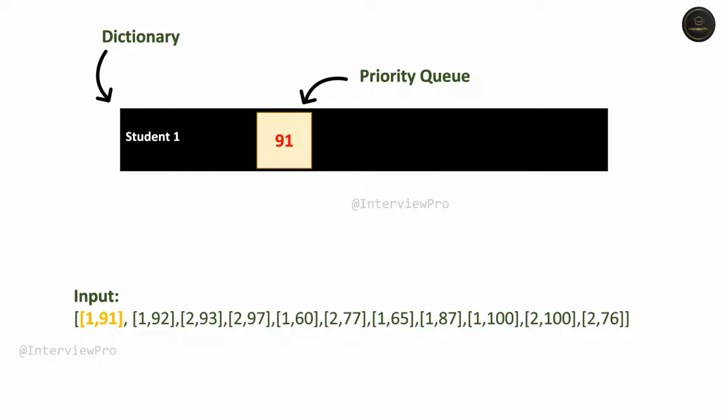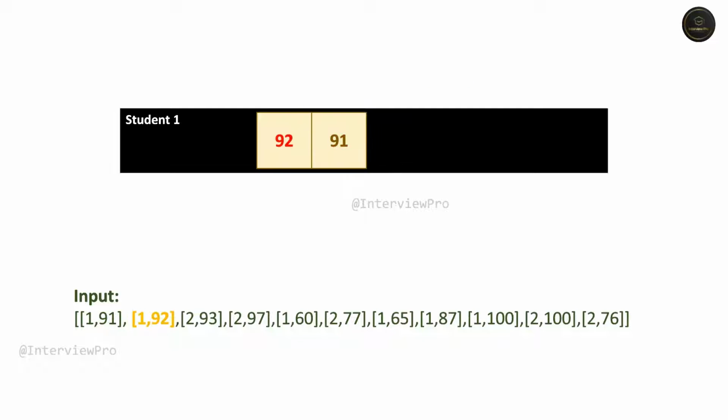So we'll create a key for student 1 and assign a priority queue with the value 91. Then the next input is 1, 92. The student 1 key is already existing in the dictionary, so we just have to insert 92 to the priority queue. And since this is a priority queue, 92 will be coming first, then we'll have 91. As we want the scores to be sorted in descending order, we can use our custom comparer and make it store highest elements first. So 92 will come first, then it will be 91.